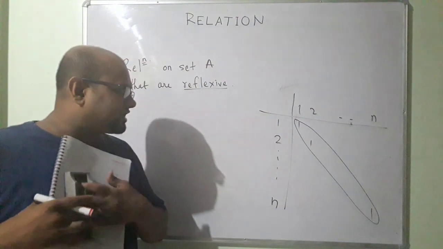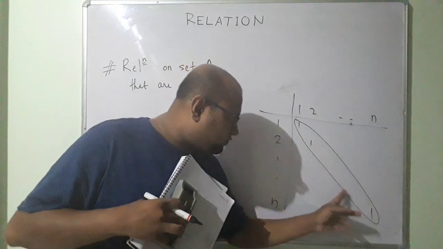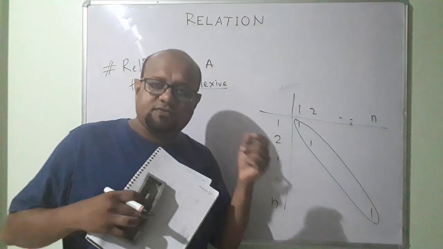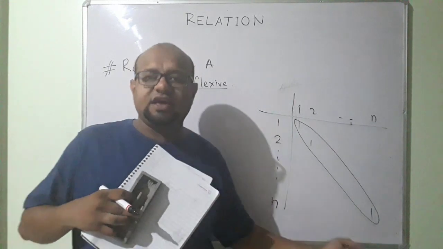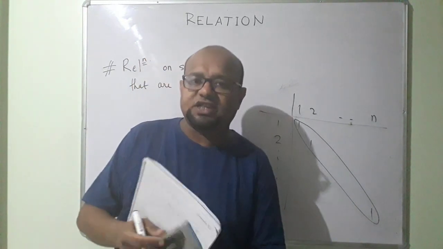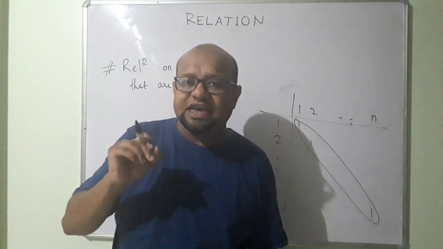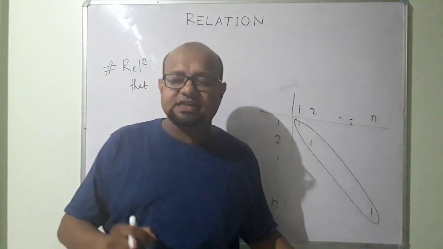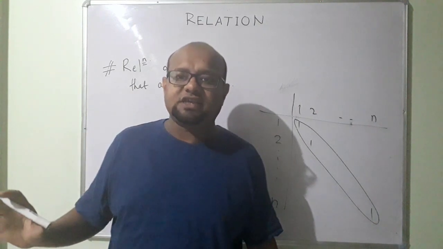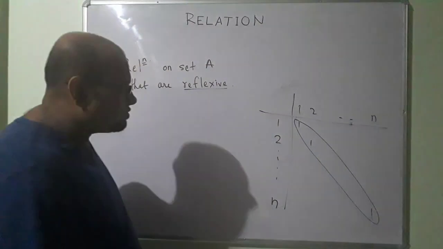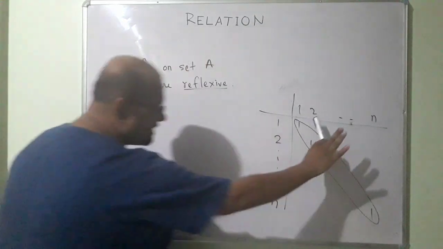How many elements do I have along this diagonal? I have this 1, 2, 3, 4. So in every row I have one element in the diagonal. I have n number of rows, so I have n number of elements along the diagonal. So these n cells in my matrix are fixed. They have to be 1, otherwise it will not be a reflexive relation. Alright, so along these diagonals they are fixed.